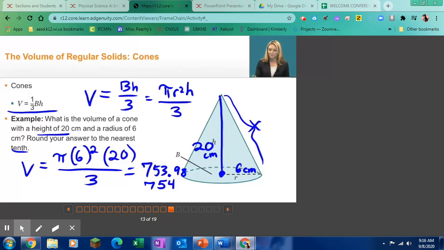Remember, we are doing this one in centimeters. All of our measurements were in centimeters, so we have 754 centimeters cubed. Next, you're going to try one on your own, and don't forget those measurements, those units of measure.